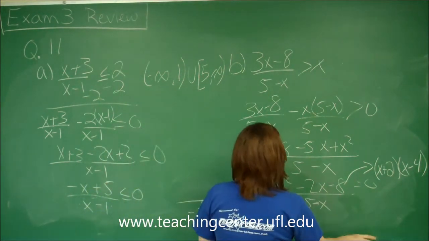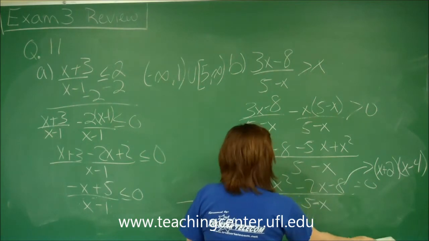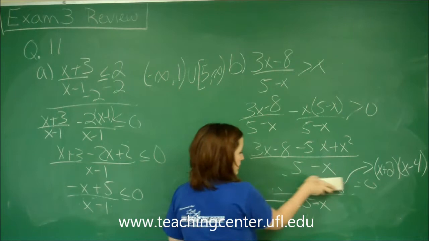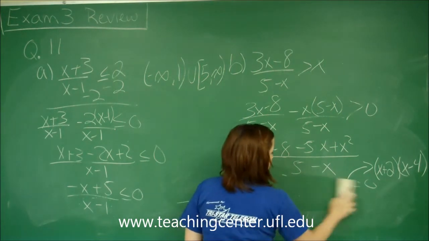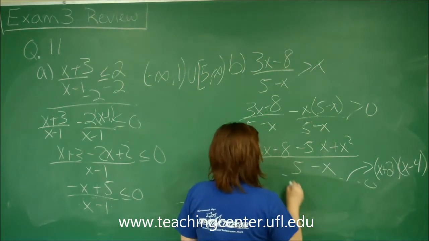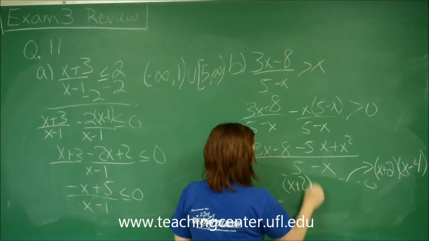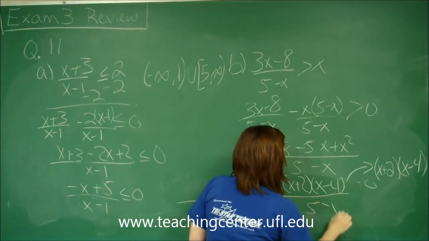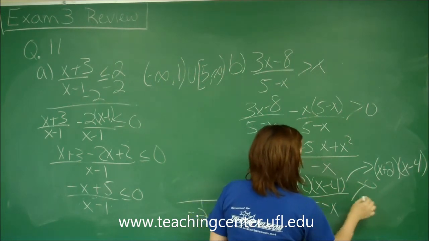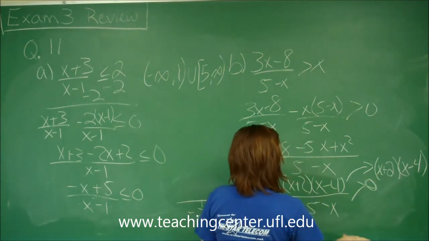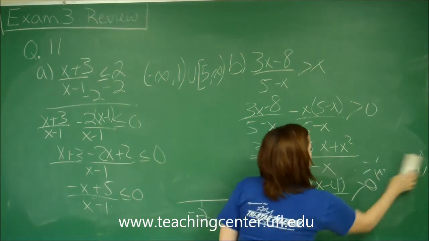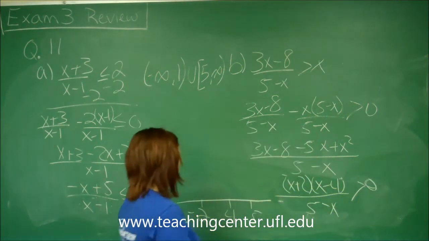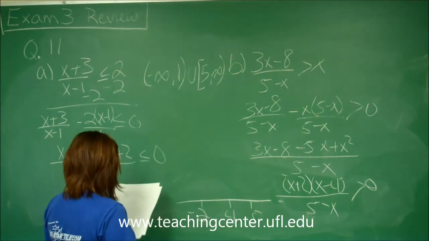Alright, so then once I have my number line, I can pick values in between. So I'm going to rewrite this numerator as my factored version. So that gives me (x + 2)(x - 4) all over 5 - x has to be greater than 0. And now that I have that, I test values that fall in between.